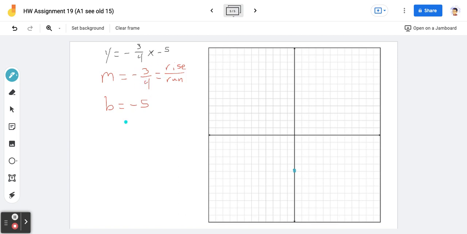Now, my slope is negative. So that means that in some capacity, my line should be going downward from left to right. Okay, it should be going downward from left to right. So here's what I'm going to do. I'm going to start from my y-intercept. I'll count up 3 still because I can, even though it says negative. I'm going to count up 1, 2, 3. But because it's negative 3/4, I'm going to run 1, 2, 3, 4 units to the left. And there is going to be my point.